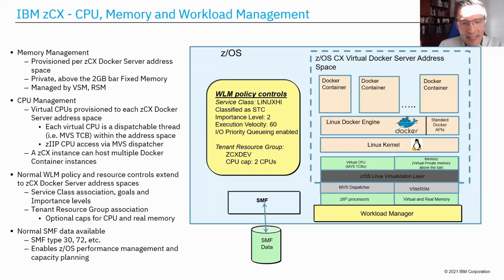And again, we can have multiple container instances in here, so that's going to have an effect on that. Again, normal Workload Manager policy and resource controls apply: service class associations, importance. We can specify resource groups or tenant resource groups to cap the amount of CPU and memory that your entire ZCX appliance can consume. And then, of course, normal SMF data is available. By having that data available, I can use standard RMF reports. I can do normal performance management and capacity planning with those things in play.